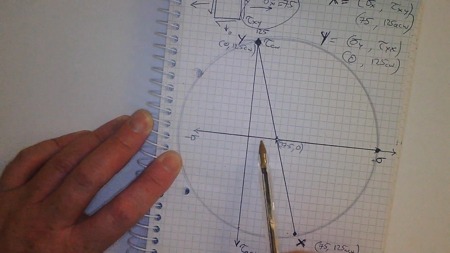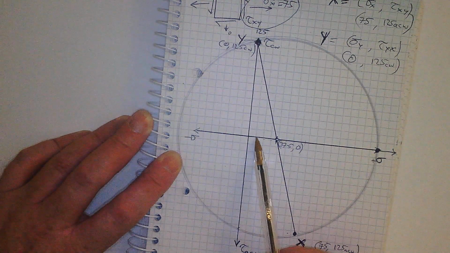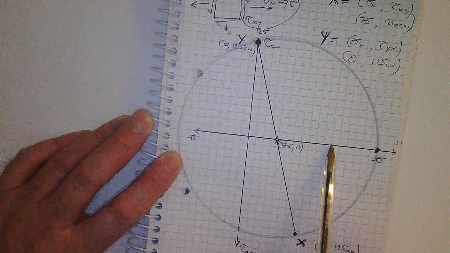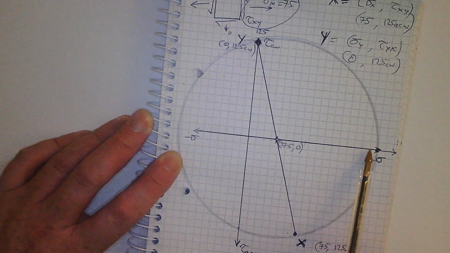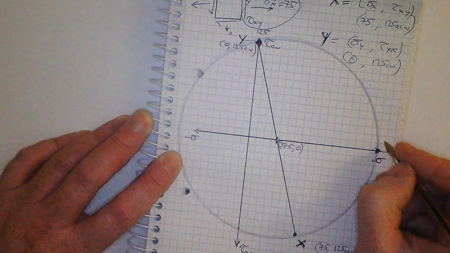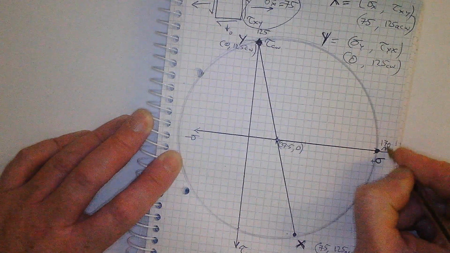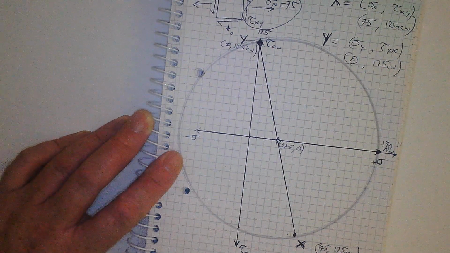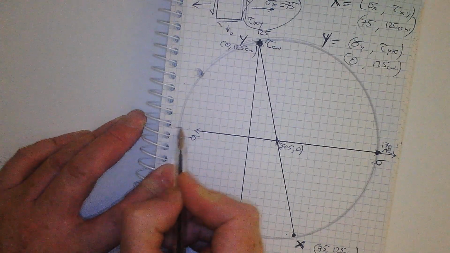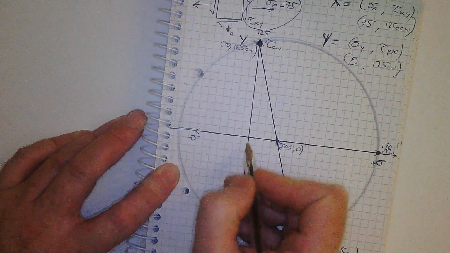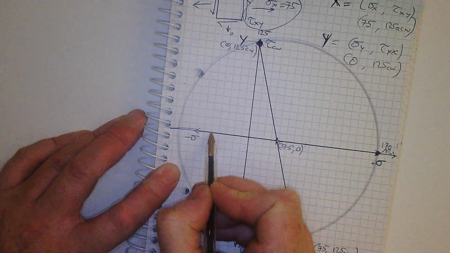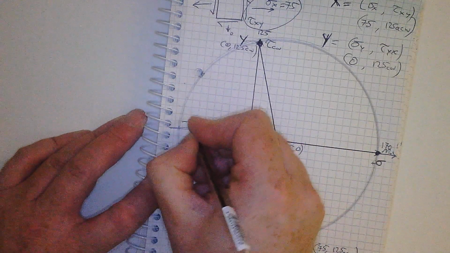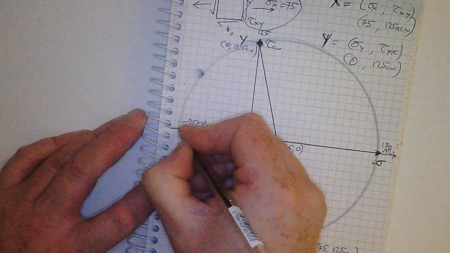And I can estimate that here, so that is 10, 20, 30, and so on, about 170 megapascals of normal stress would be the maximum normal stress on that part. Okay? The minimum normal stress will be over here on the left hand side of the circle. So that is 10, 20, 30, up to 90, about maybe minus 95 megapascals over here. Okay?